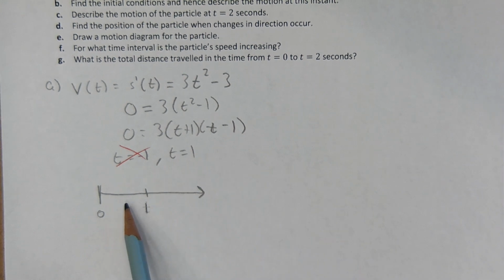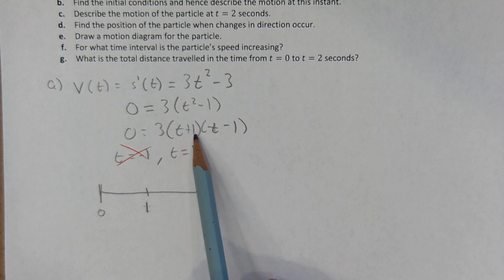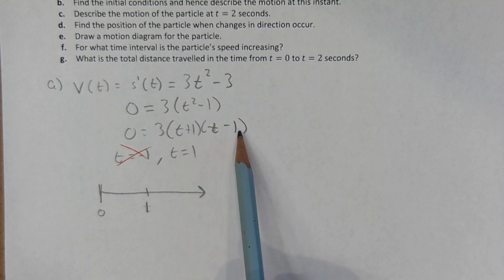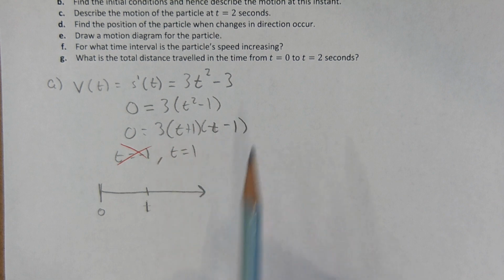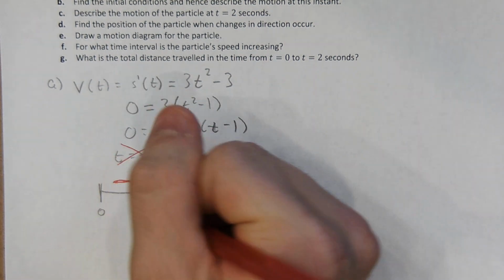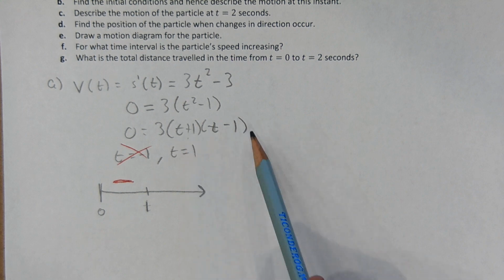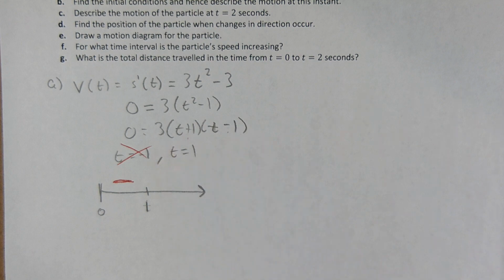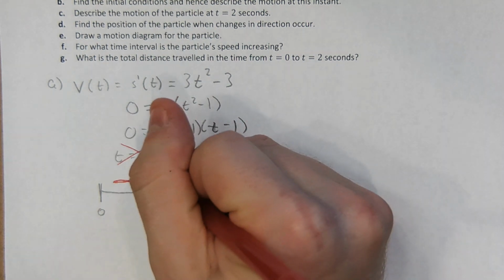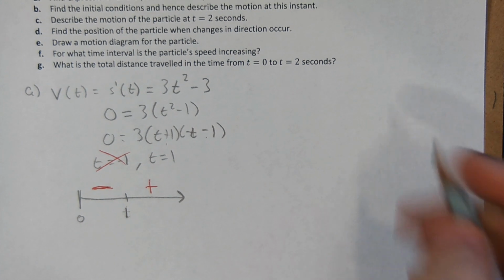So let's plug in a number like 0.5. And I'll plug it in here because it makes life easy. 0.5 plus 1 is positive. 0.5 minus 1 is negative. 3 times positive times negative gives me a negative. And then after time equals 1, like 2. 2 plus 1 is positive, 2 minus 1 is positive, and times 3 is still positive, so everything's positive. Boom. All right, now let's find our acceleration.